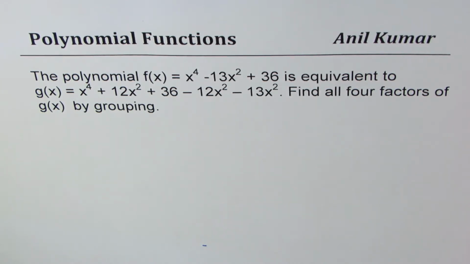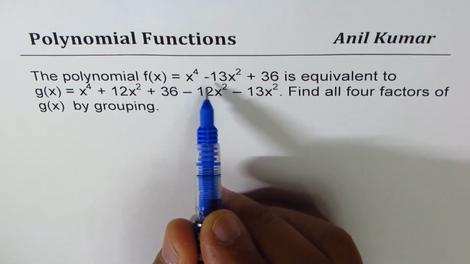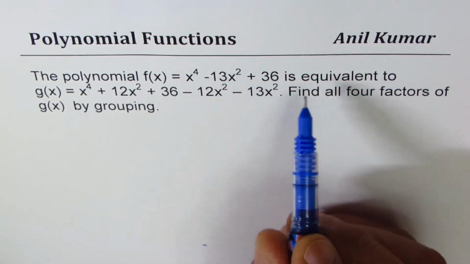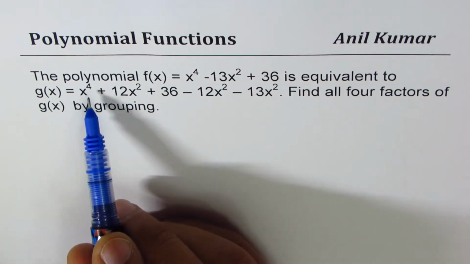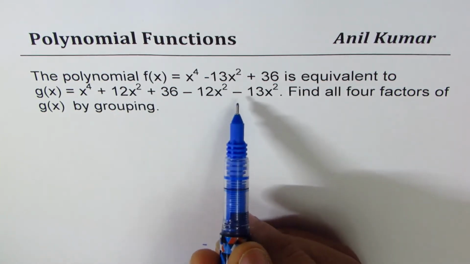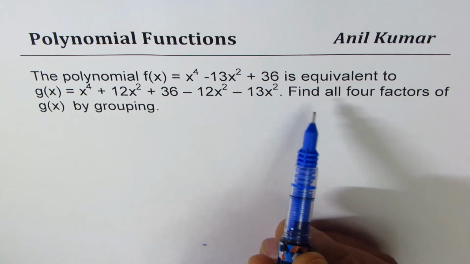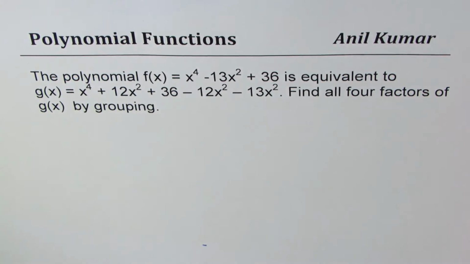It is an excellent question and I hope most of you will benefit from it. The question is, the polynomial f of x equal to x to the power of 4 minus 13x squared plus 36 is equivalent to g of x, which is equal to x to the power of 4 plus 12x squared plus 36 minus 12x squared minus 13x squared. Find all four factors of g of x by grouping. You can always pause the video, answer the question, and then look into my suggestions.